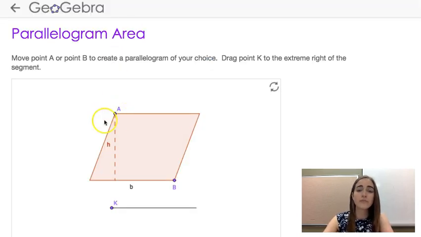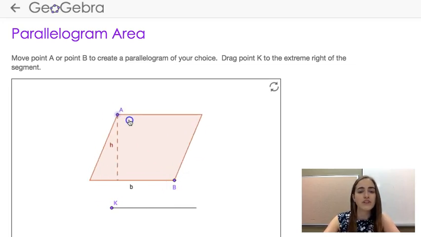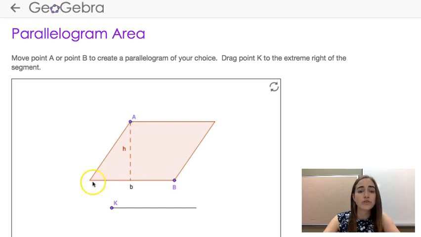So here we have a picture of a parallelogram. And we can change the shape of our parallelogram if we want to. But what we've got drawn on there are B is our base length and H is the height. So it's really important when we're talking about parallelograms that the height we're talking about is the perpendicular height, not the length of this slanted side here. So the height and the base have to meet at right angles.